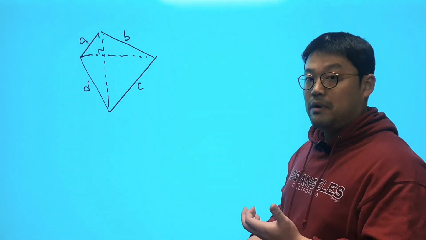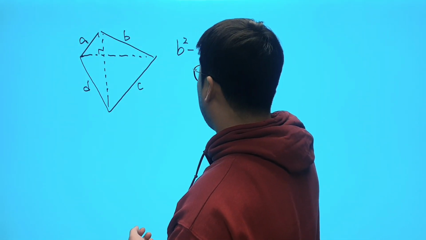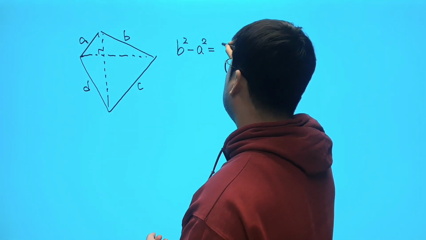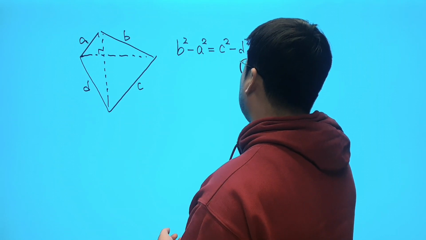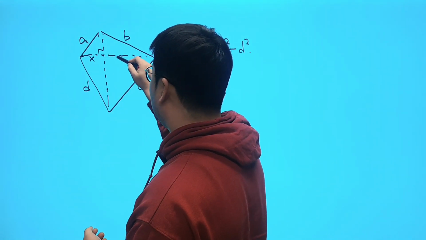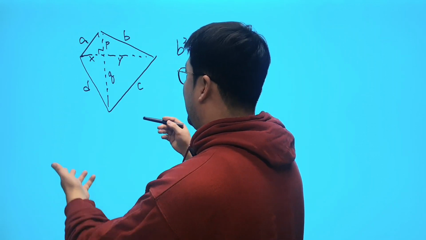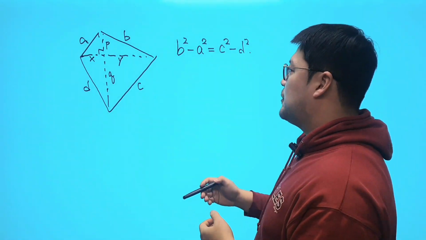I think in competition math, you guys can actually use the fact that b squared minus a squared is in fact equal to c squared minus d squared. Now, I think I need to show you why it works. So in order to do so, I got to label it x and y, and I'm going to label this x and y and p and q. All right, so check this out.